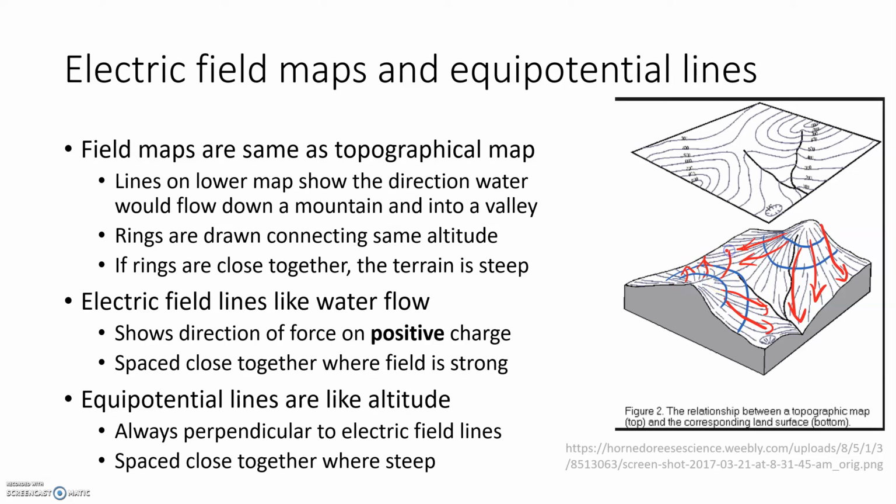We have a similar feature with our electric field lines, where positive charges are pushed away because of the Coulomb force from areas that have positive charge. And so when we draw these electric field lines, it shows the direction, if this was a field map, the direction that positive charges would flow off of or away from fixed charges on the field.